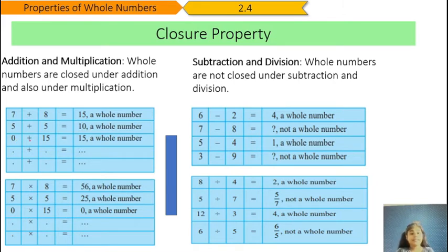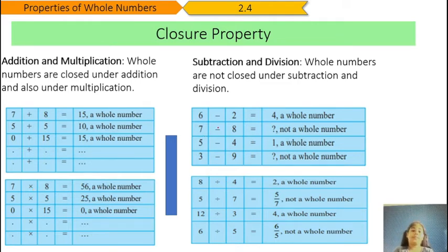Our next example is 0 plus 15. So this gives us 15, which is also a whole number. And the examples I'm telling you right now are from the book, so you can also check them there. Let's see some examples on the multiplication side. 7 into 8 gives us 56. 56 is a whole number. Next example is 5 into 5, which gives us 25, also a whole number. And 0 into 15 is 0. Why? Because if you multiply any number by 0, the result will always come out as 0. And 0 is a whole number because all the whole numbers start from 0 till infinity.